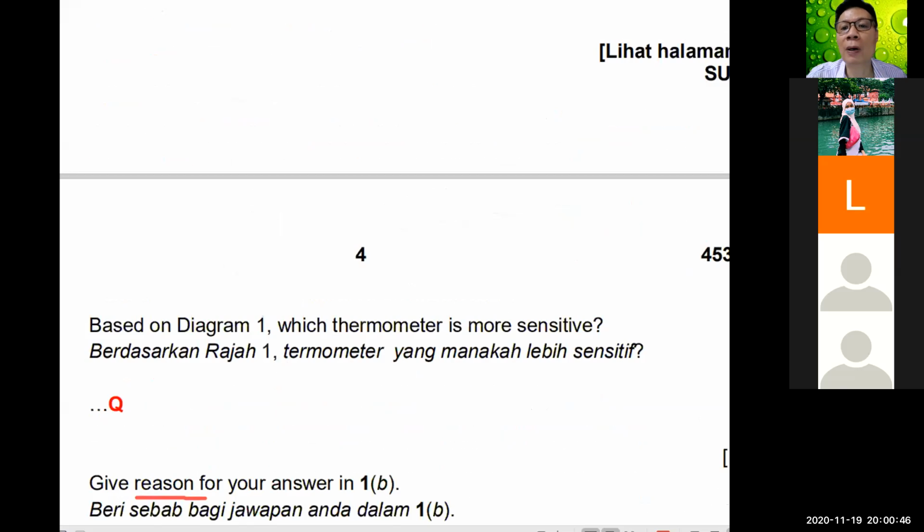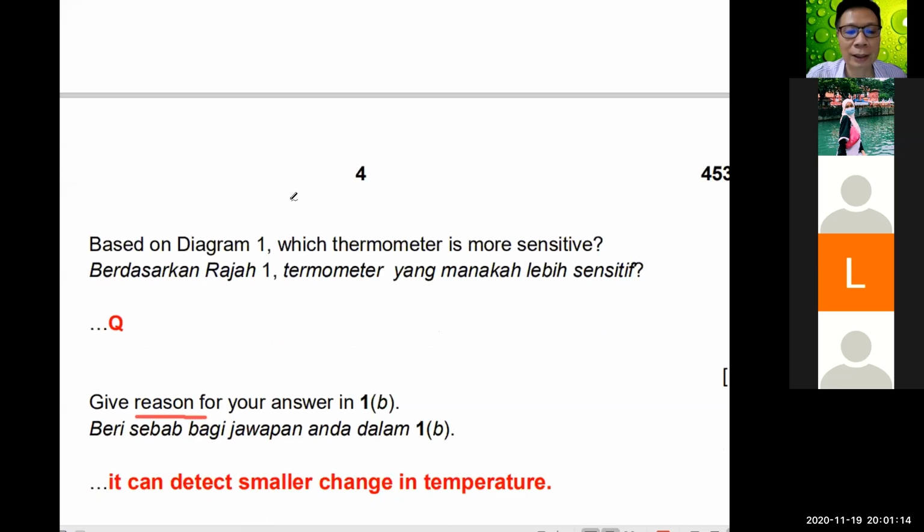Why is Q more sensitive? Okay, I want to hear from Emily. Emily, can you come out? What reason? What reason is Q more sensitive? I got 2 decimal. Yes, correct. The answer is it can detect smaller change in temperature because it can detect up to 0.01.